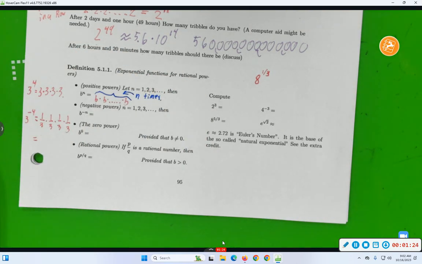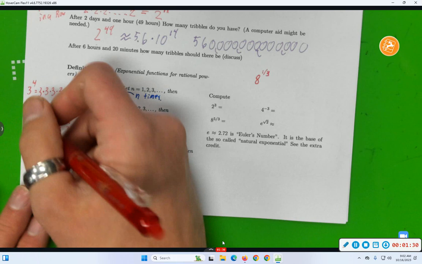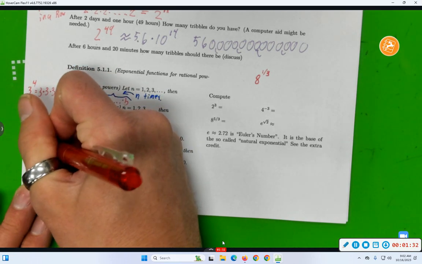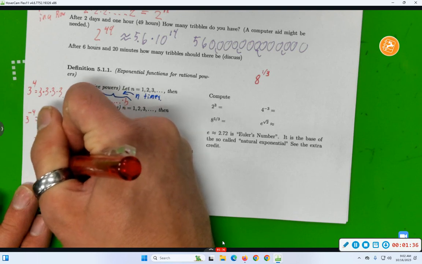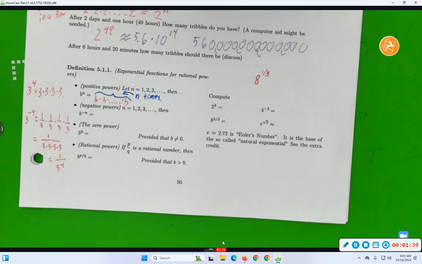Or, could I combine all those denominators together? Yeah, that's how fraction multiplication works. 1 over 3 times 3 times 3 times 3. Oh, so you could actually just write that as 1 over 3 to the 4. So whenever you're thinking about negative powers, just think about division instead of multiplication.